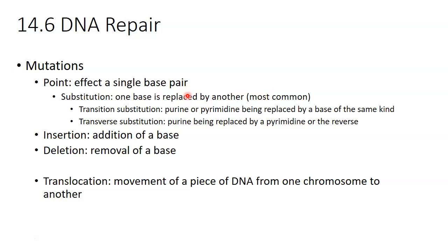A transversion substitution is usually much worse. This is when a purine is replaced by a pyrimidine or vice versa. And again, the sizing of these bases is really important to maintain DNA structure, so replacing a base with a base of a different size can be very detrimental. An insertion is an addition of a base, and a deletion is the removal of a base. That can screw up the DNA sequence for a gene. This last type here is a translocation. This is when a piece of DNA from one chromosome is physically moved to another chromosome or another part of that same chromosome.